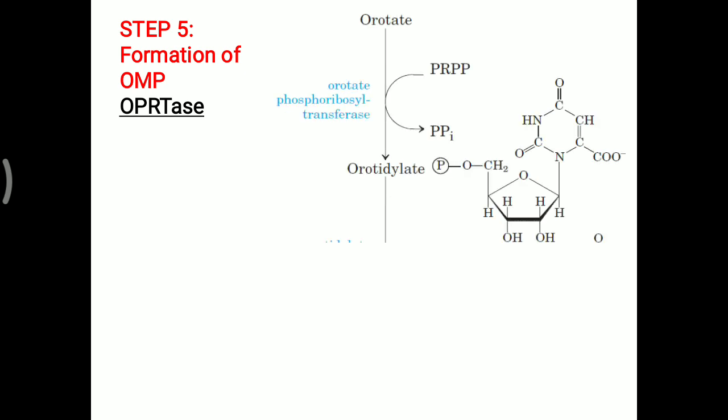In the next step there is formation of OMP, that is orotidylic acid or orotidine monophosphate. This orotidine monophosphate is formed with the help of the OPRTase enzyme, that is orotate phosphoribosyl transferase, which will add a ribose 5-phosphate molecule from the PRPP. In this, pyrophosphate is removed. In this structure you can also see that over the pyrimidine structure there is a 5-membered ring, that is ribose 5-phosphate. So on the 5th carbon of ribose the phosphate is attached. So that is the making of the OMP molecule. In the next step what happens is decarboxylation.